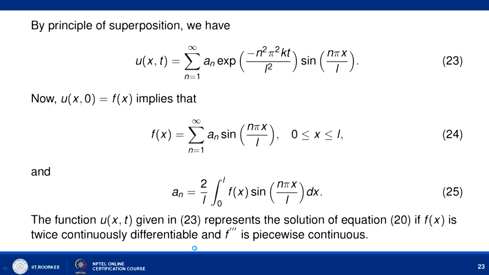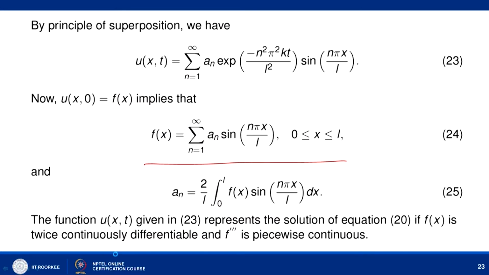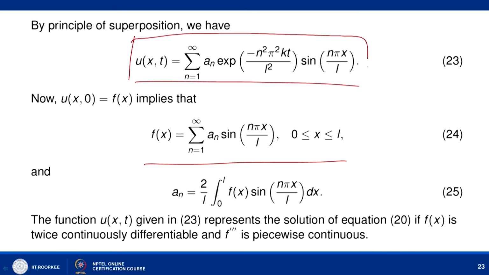Since it is true for every n, we can apply our principle of superposition to write the solution in this form, that u x t equal to summation n equal to 1 to infinity a n exponential of minus n square pi square k t upon l square into sin n pi x by l. Now, use the condition that u x 0 equal to f of x, then we can write this as f of x equal to summation n equal to 1 to infinity a n sin n pi x by l, because this exponential term is nothing but 1 at t equal to 0. So, we can write f x equal to summation n equal to 1 to infinity a n sin n pi x by l, x lying between 0 to l, and this kind of thing we have already seen several times.